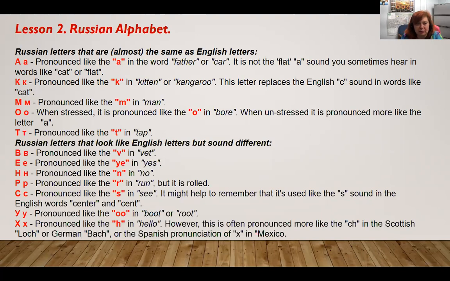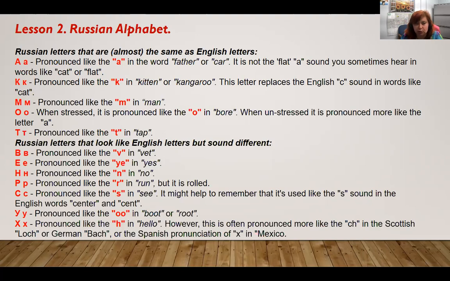When stressed, this letter is pronounced as O in the word bore. In unstressed positions, it's reduced to something like schwa. There are lots of English examples of this letter that is used in unstressed position. I will later probably show you some examples. T, pronounced like T in the word tap. So these letters sound just like English and look just like English, except I want to stress that it's not a diphthong O, it's just O.